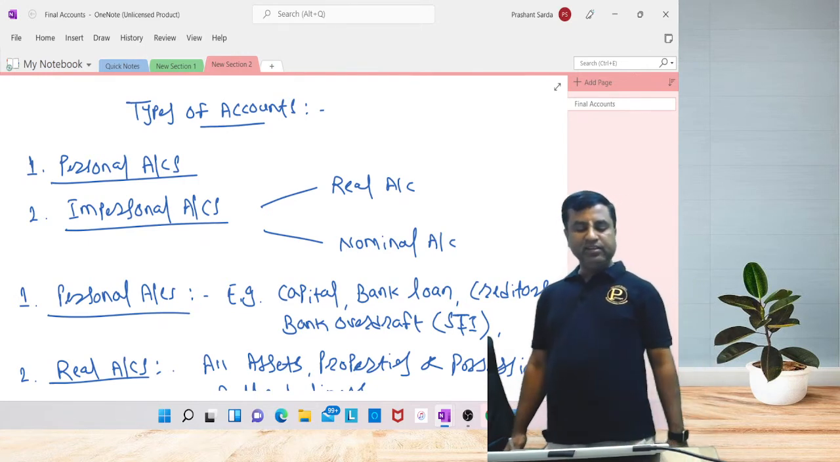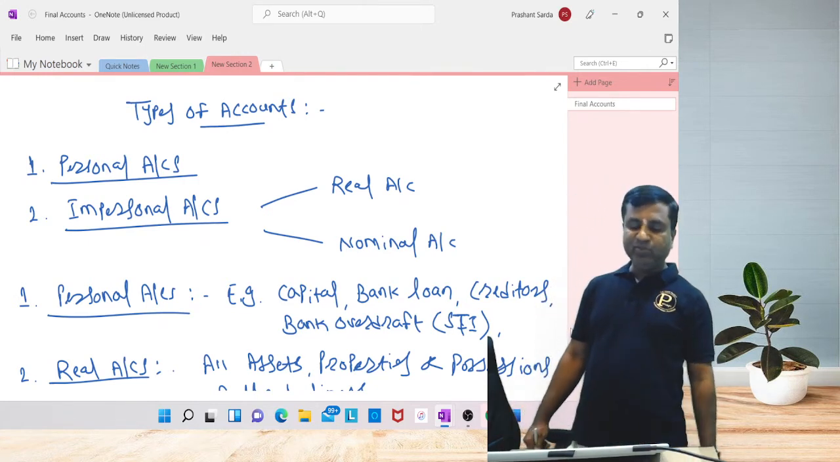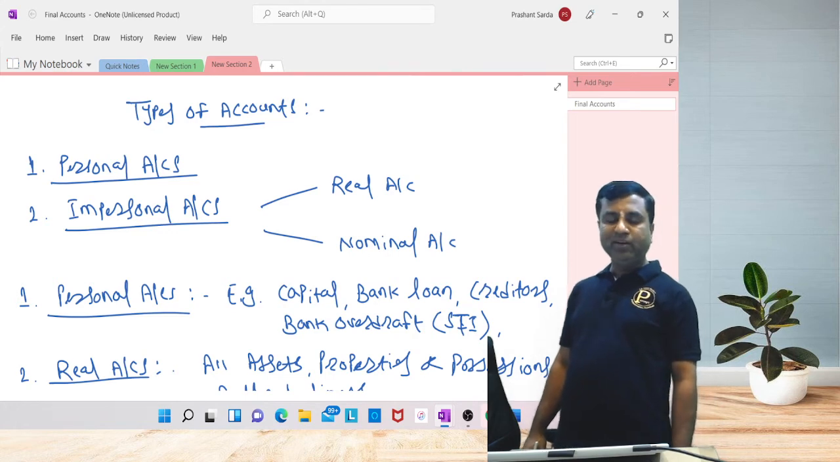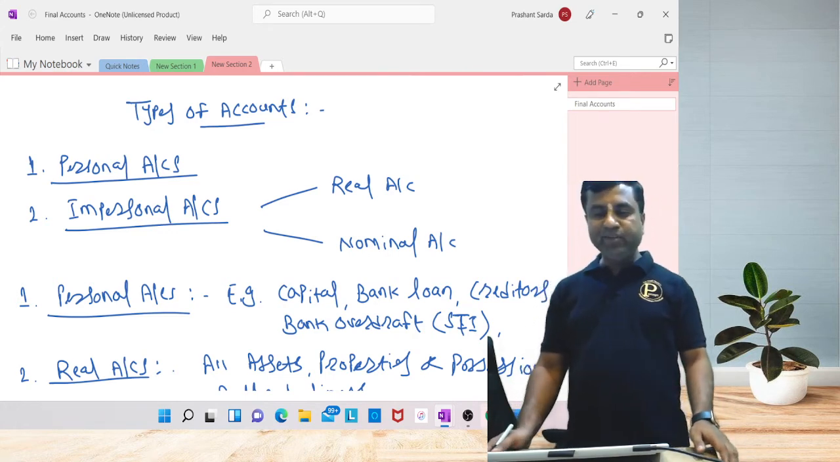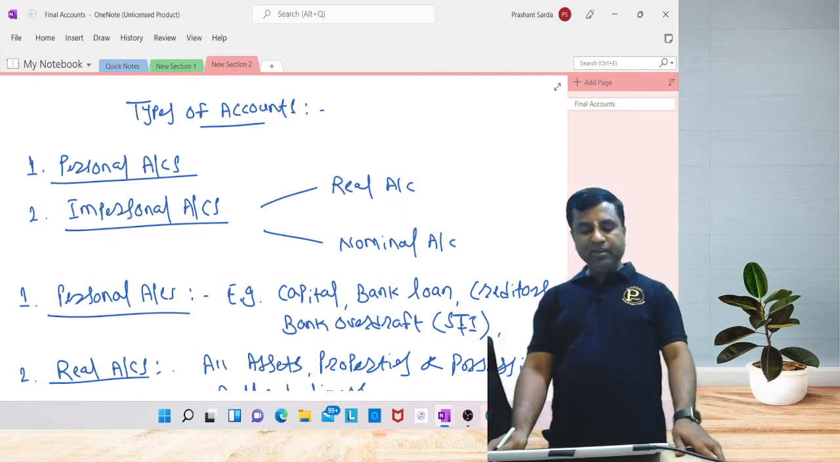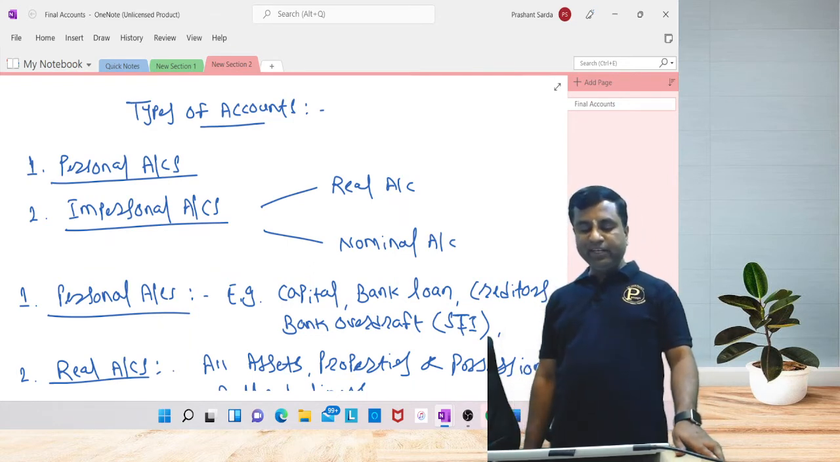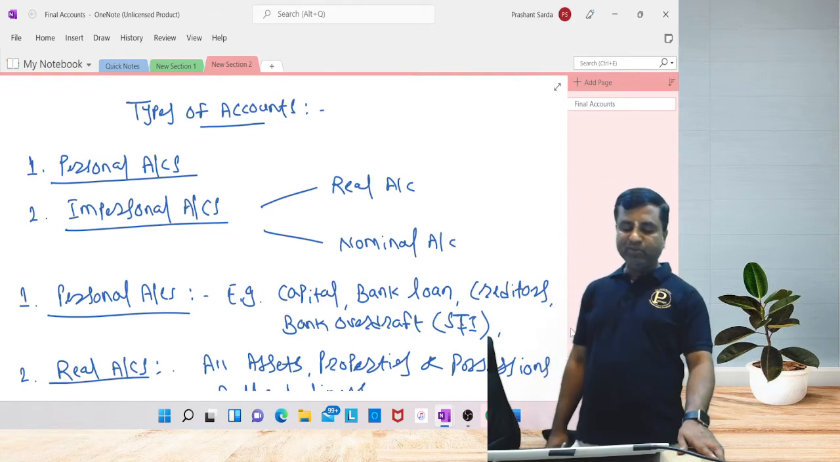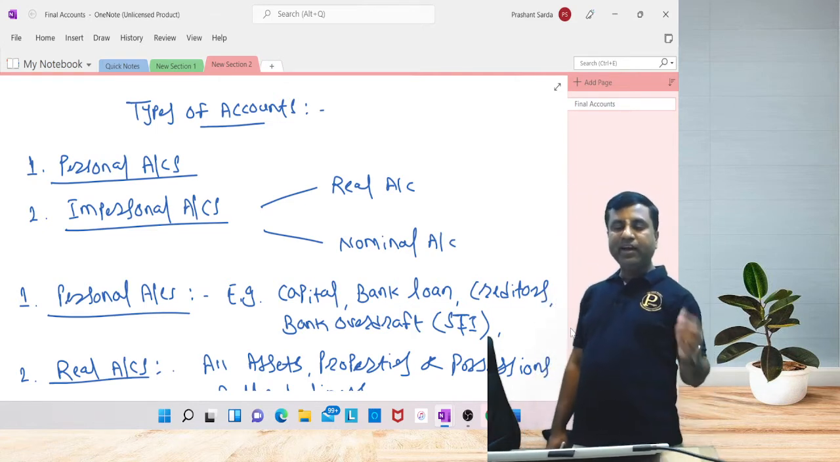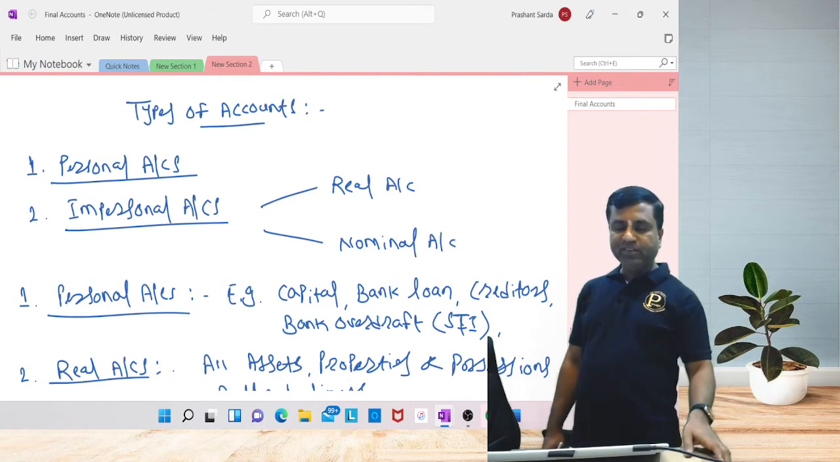Types of accounts. Personal accounts, that is, these are the names of the people, party, artificial people or living people, that doesn't matter. Second is impersonal account, which is further bifurcated into real account and nominal account. Now, impersonal accounts are divided into real and nominal, which are real is nothing but all assets, properties and possessions of the business. ये जो real account है तो क्या है, ये सारे assets, properties और possessions हैं business के.